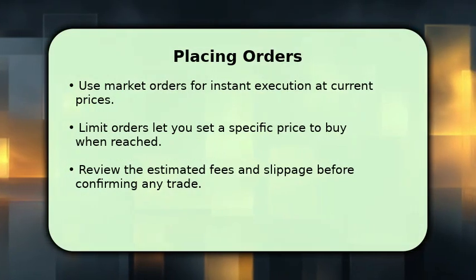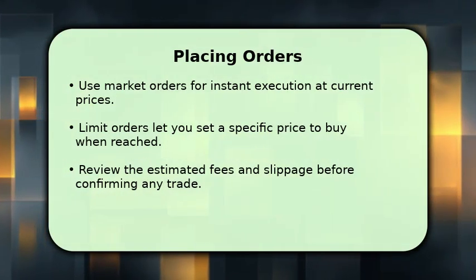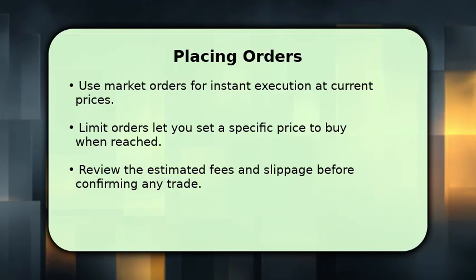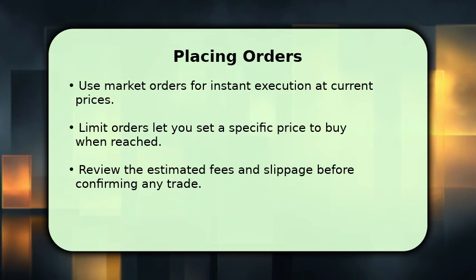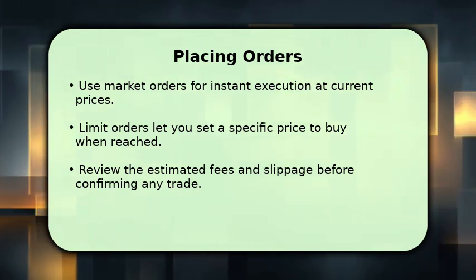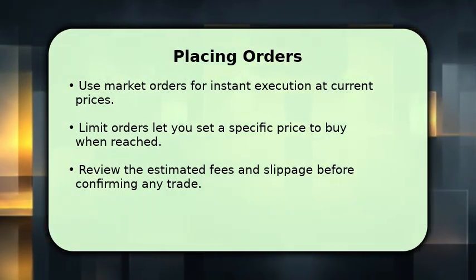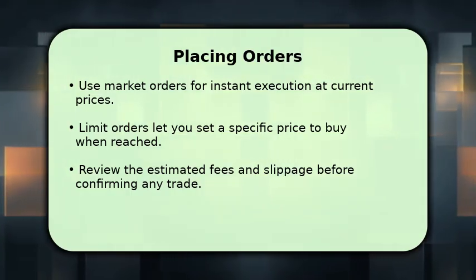Placing orders is straightforward once your account is funded and secured. For immediate buys, use market orders, and for specific pricing, use limit orders with a target price. Always review the estimated fees, slippage, and total cost before confirming. Consider starting with a small test buy to understand the process and timing. Track your order status in the Orders tab and adjust or cancel limit orders if market conditions change unexpectedly.